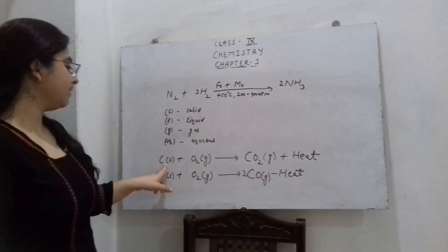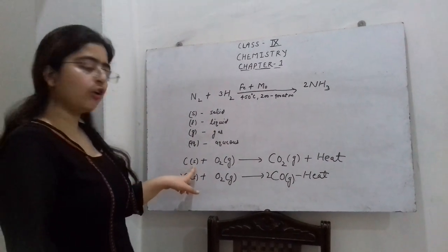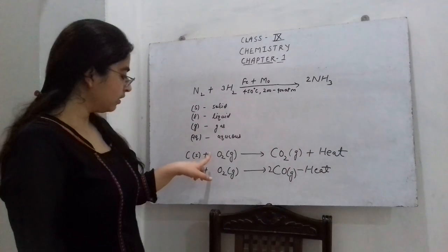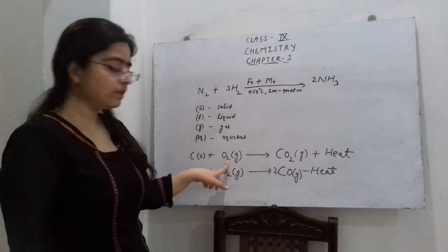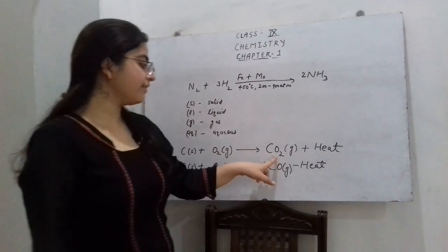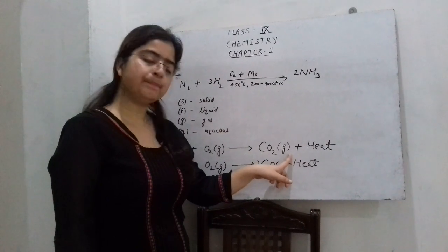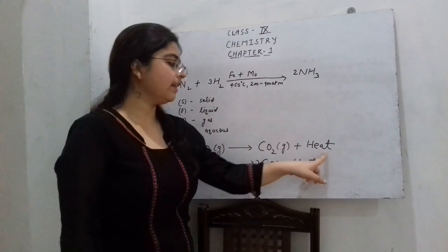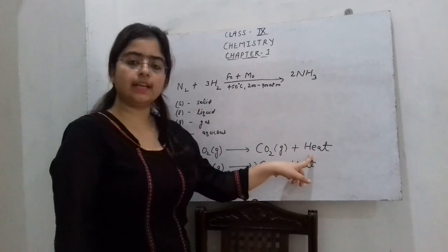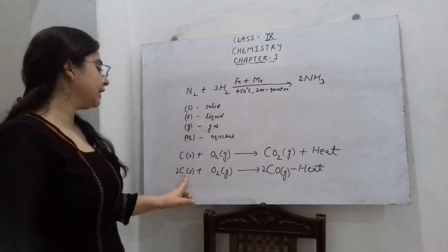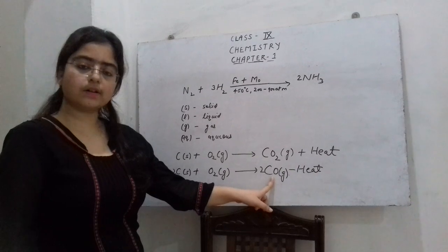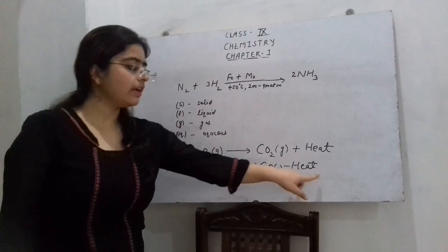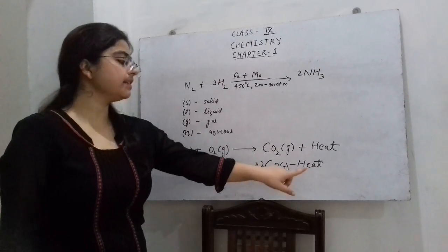You can see here carbon is a solid, so here S is written. It reacts with oxygen, which is a gas, to give carbon dioxide, which is a gas, and in this reaction heat is evolved and therefore plus heat is written here. In the same way, in the formation of carbon monoxide, heat is absorbed and therefore minus heat is written here.